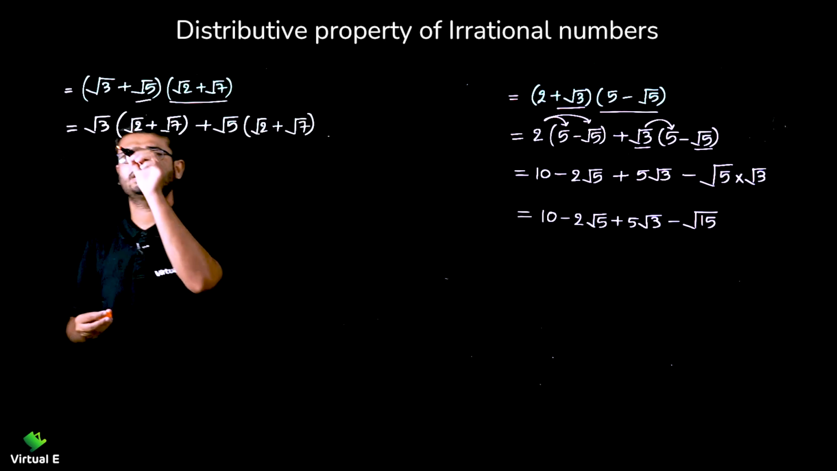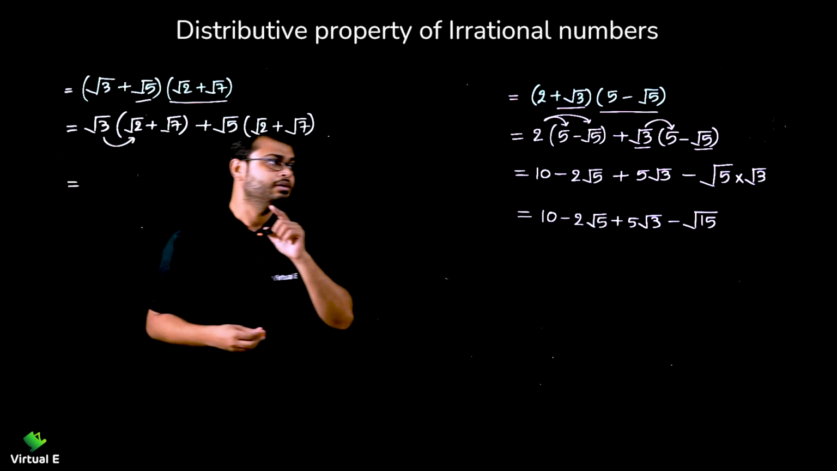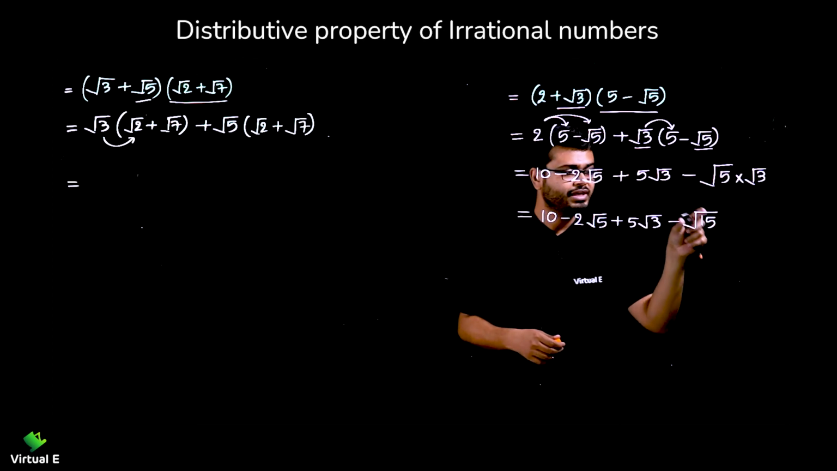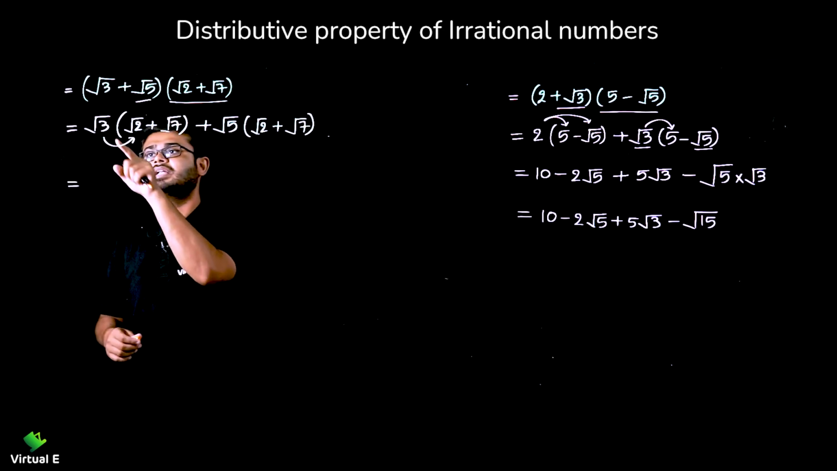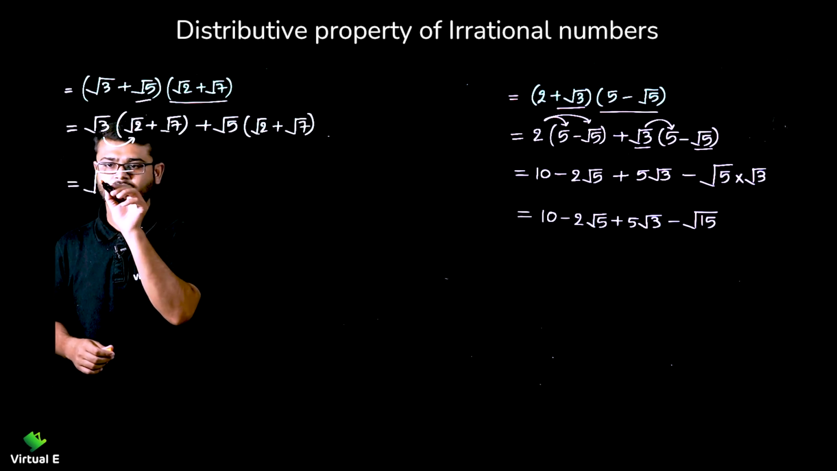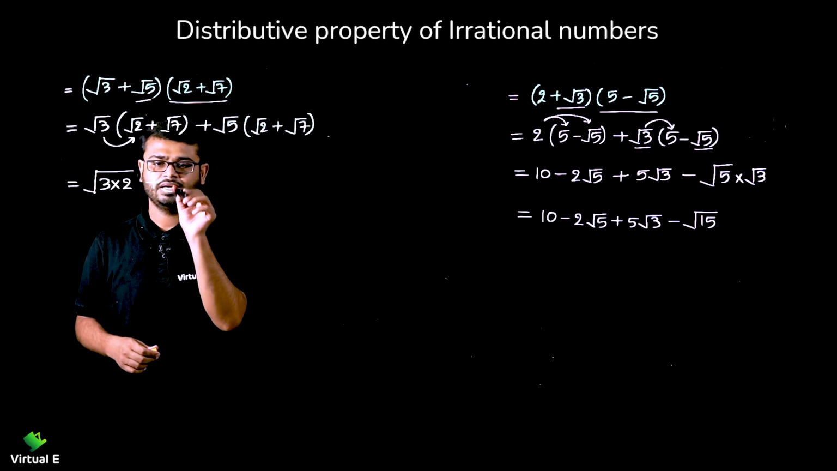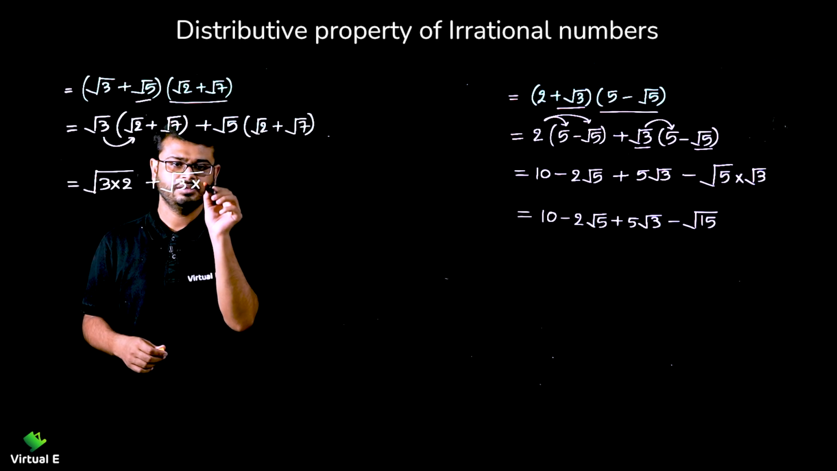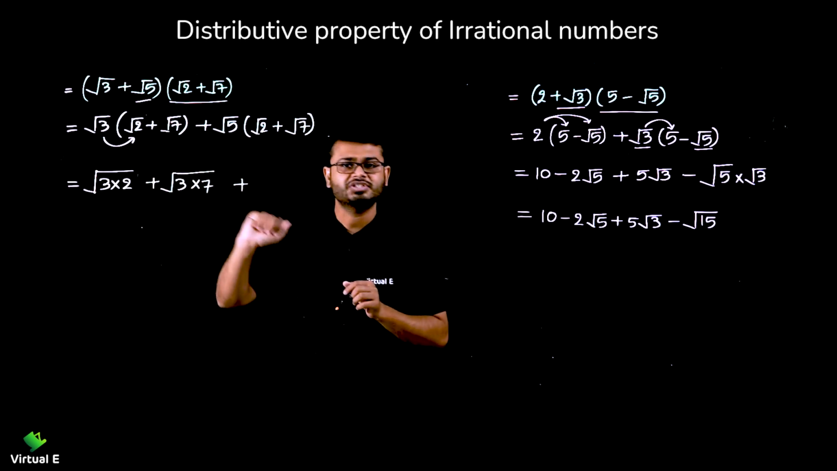Okay, now let's apply the distributive property. Root 3 multiplied by root 2. Remember, this is a case like this one, root 5 into root 3, so we can multiply them and write under the square root. So let's start with that. Root 3 and root 2, so we can write square root of 3 multiplied by 2. Then plus over here, square root of 7 and 3, so we can write 3 multiplied by 7. Done. That is for this distributive property.